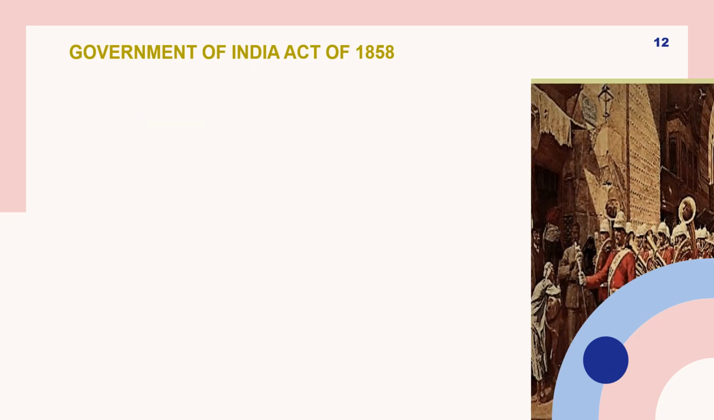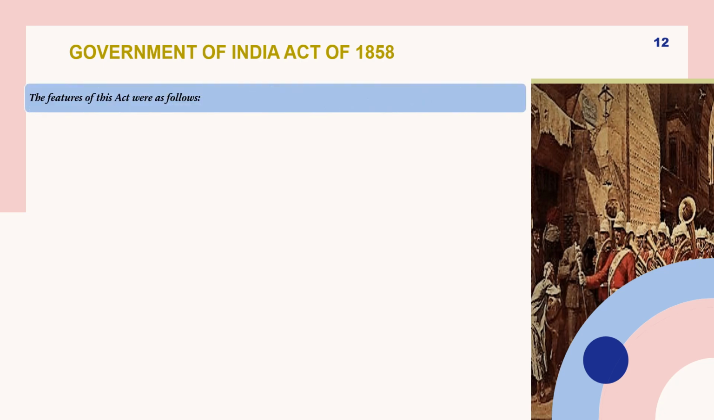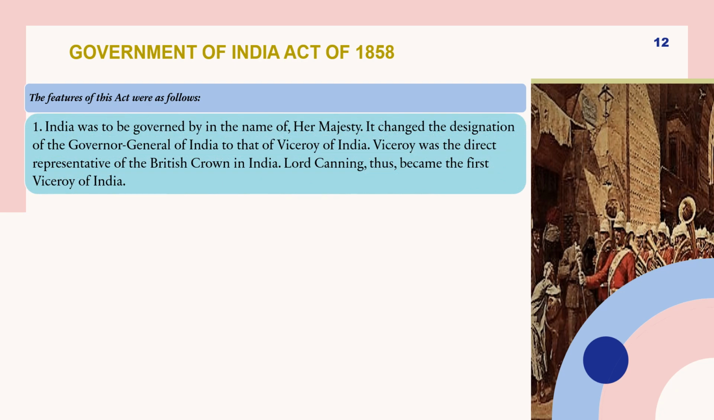it transferred the powers of the government and the territories and its revenues to the British Crown. In the Government of India Act of 1858, India was to be governed in the name of Her Majesty, and it changed the designation of the Governor General of India to the Viceroy of India. The first Viceroy was Lord Canning, and he was the direct representative of the British Crown.